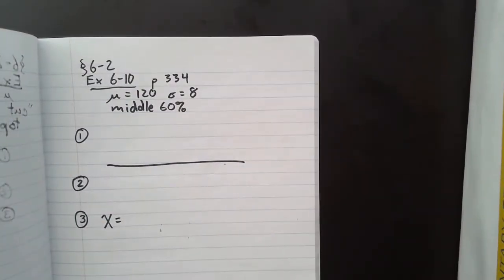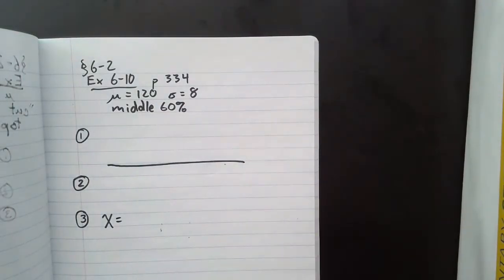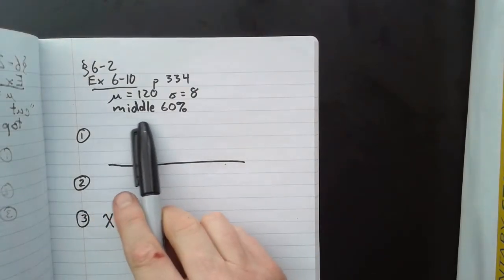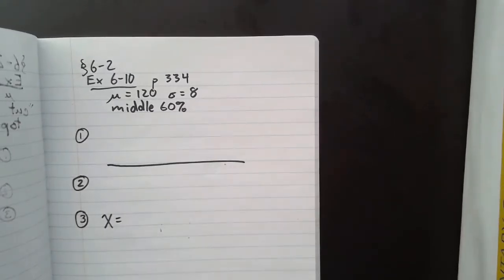Okay. All right, so I did say mu is equal to 120, sigma is equal to 8, and what are we looking for? The middle 60%. All right, so step 1 is we will sketch the distribution. All right, let's pause and see how that goes.